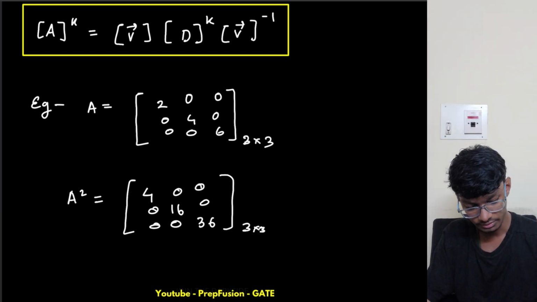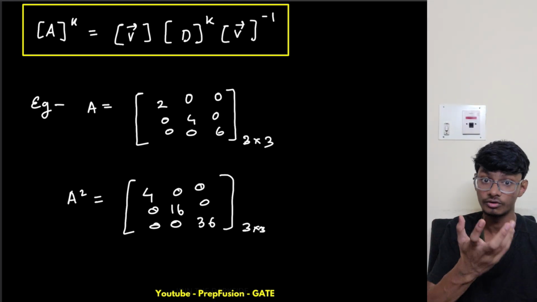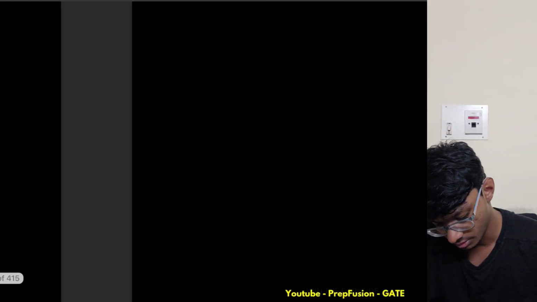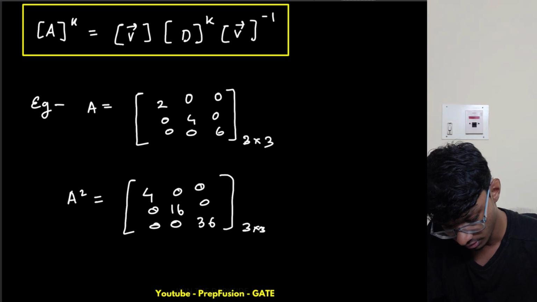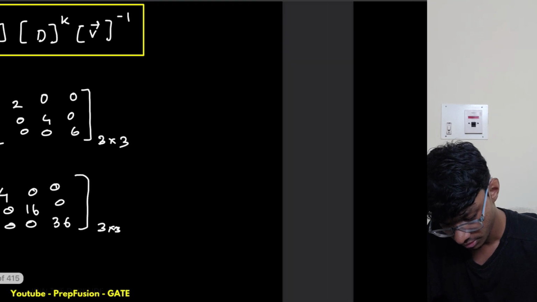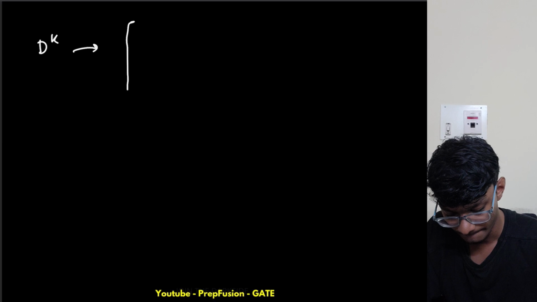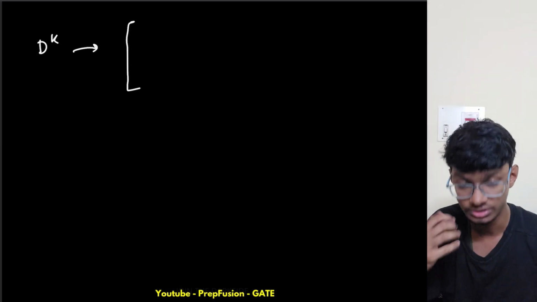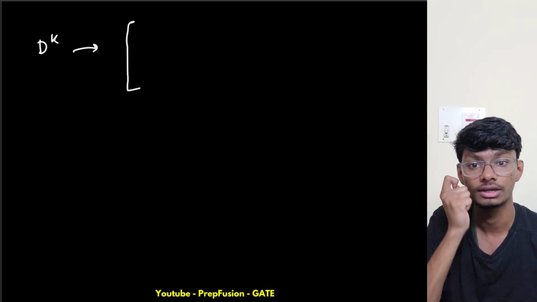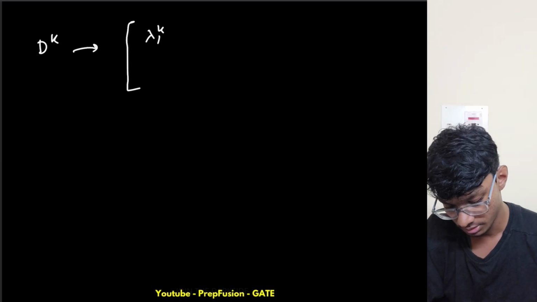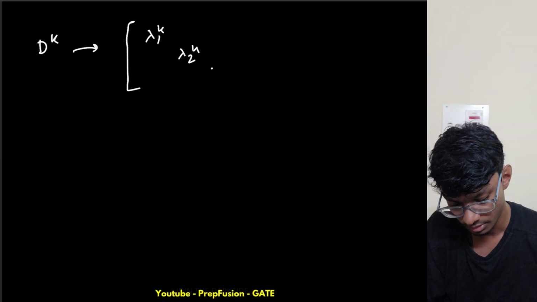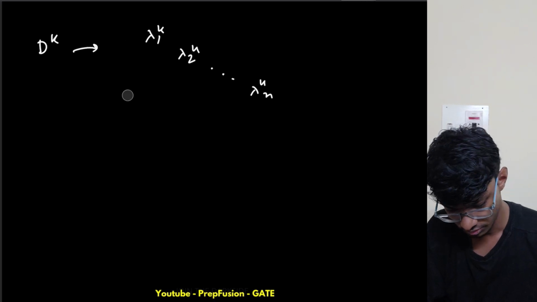Now if I do the cube, what will I get? I will get the cube, right? So again, let me name this D only, not A, because that will be a bit confusing. So if I want to make D to the power k, I will simply take the eigenvalues and raise them to the power of k. So lambda 1 to the k, lambda 2 to the k, and this will keep on going until lambda n to the power k.